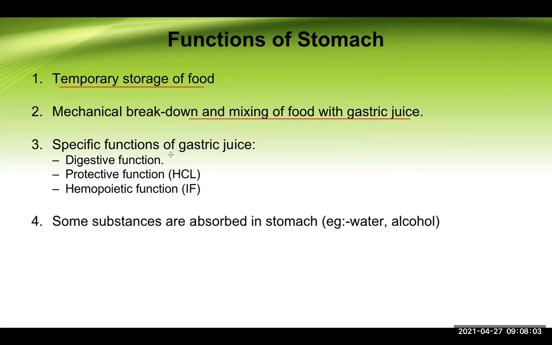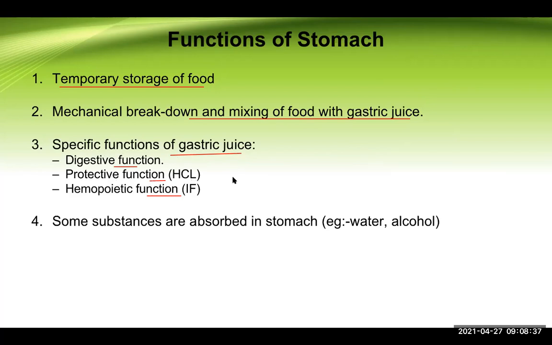Some specific functions of the gastric juice are digestive function, protective function, and hemopoietic function. Now, regarding the digestive function, pepsin is one of the enzymes associated with protein digestion. In the beginning, it is present as pepsinogen, which is an inactive type of enzyme. In the presence of hydrochloric acid, pepsinogen will be converted into pepsin. Now, that is the active one.